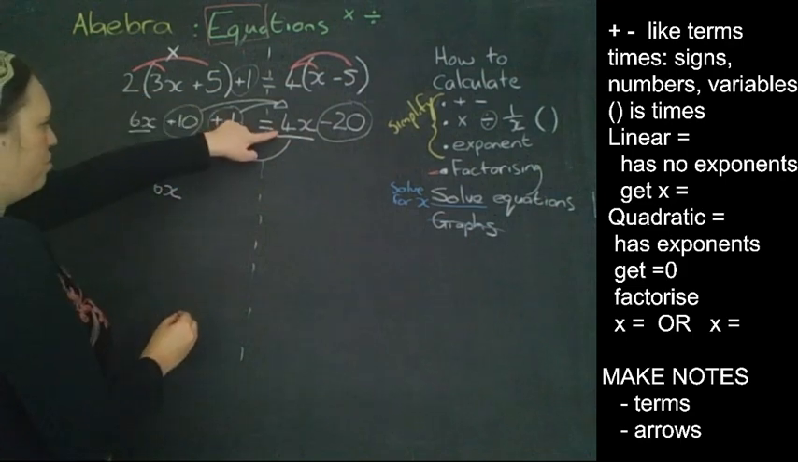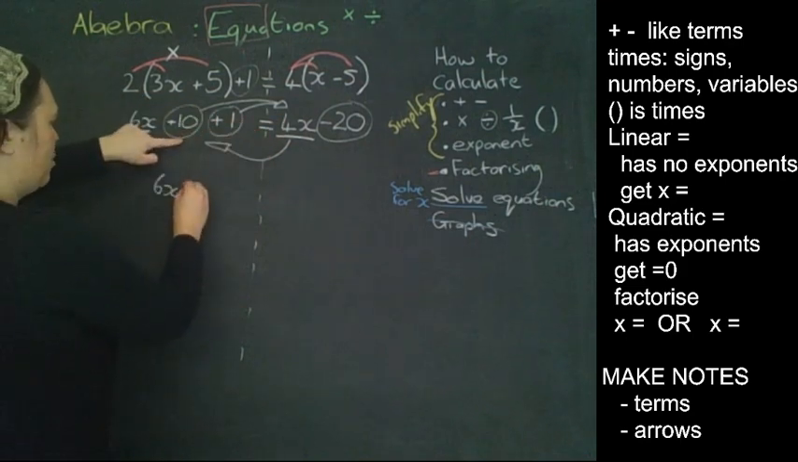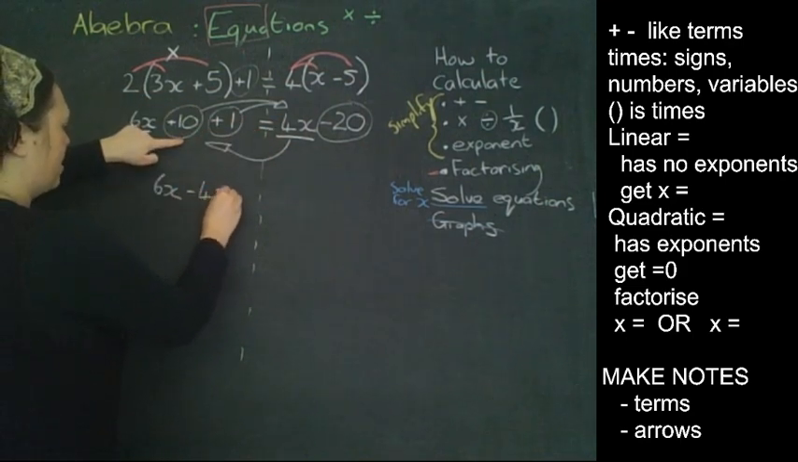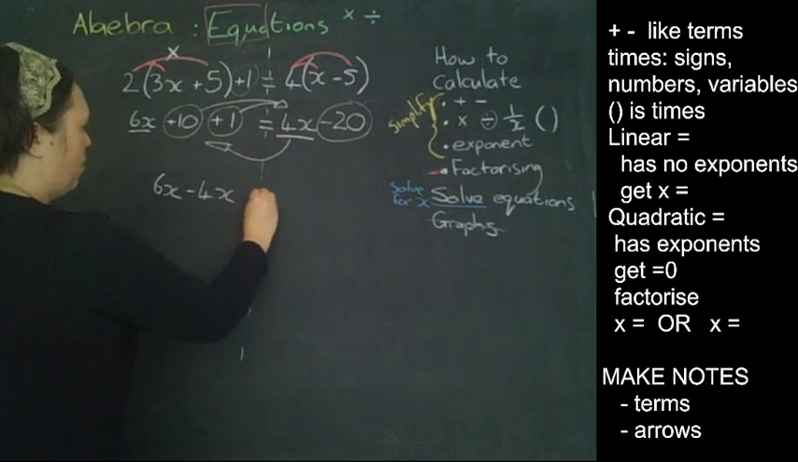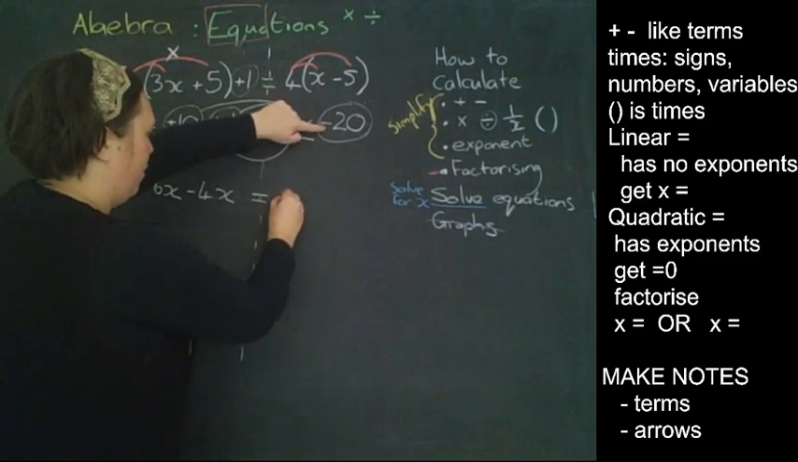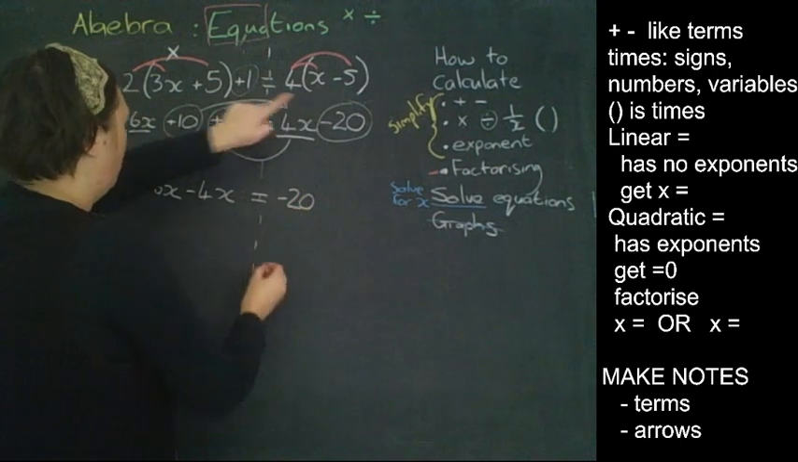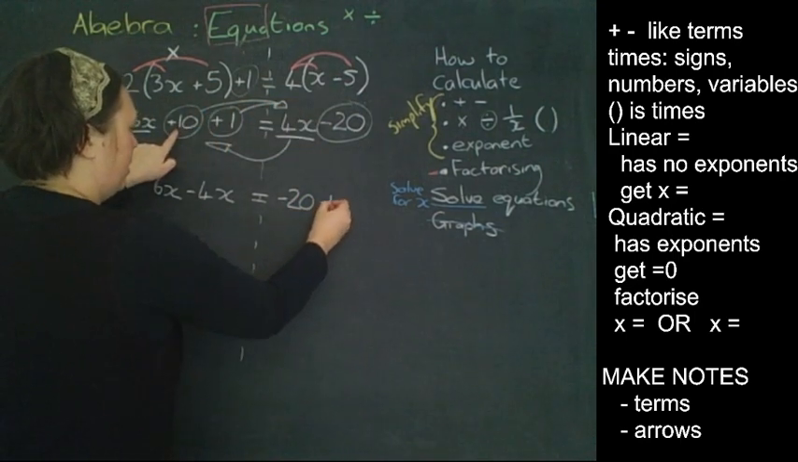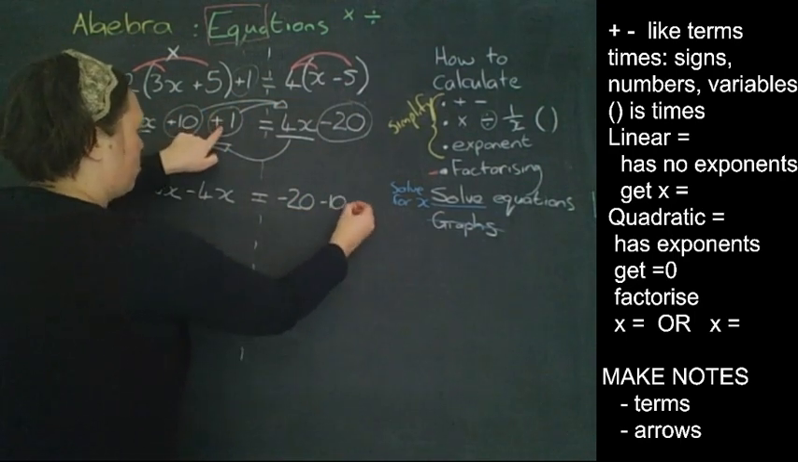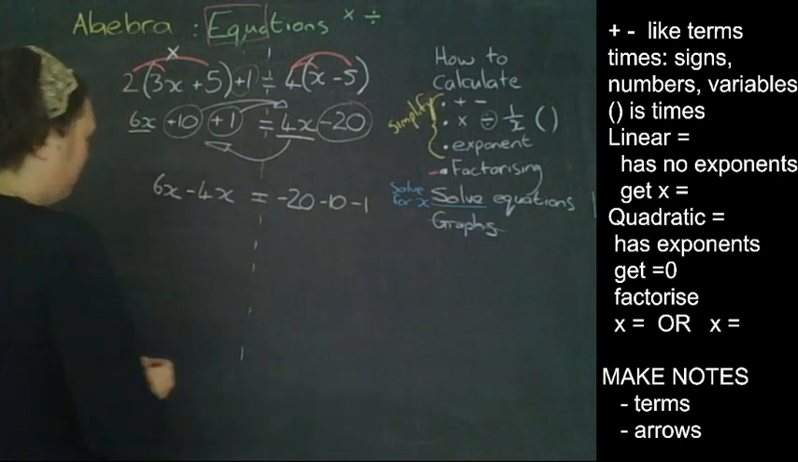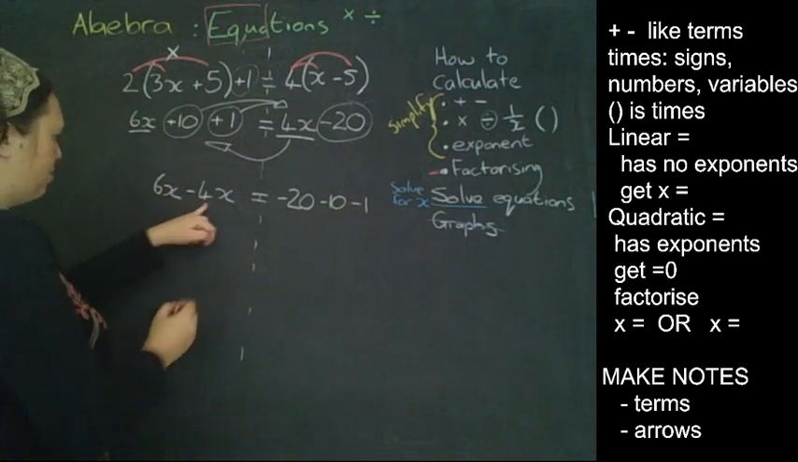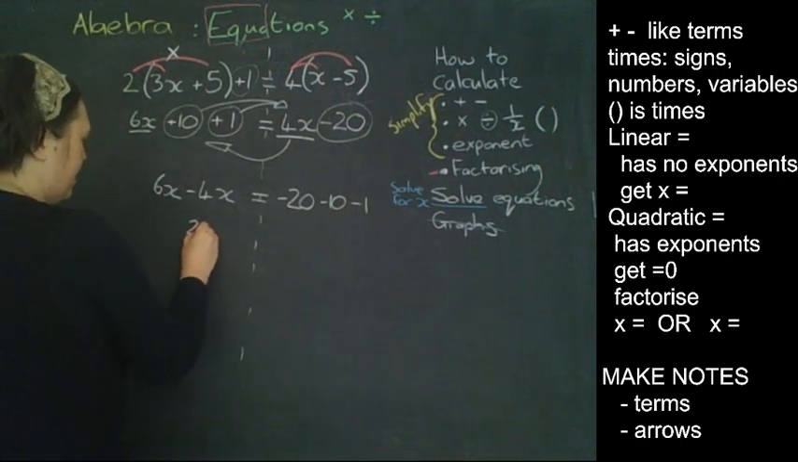What did we move? It was positive on this side, so now it's negative on this side. Equals, what do we have? What did we move? And we moved this one. Right, so 6 minus 4 is 2x.